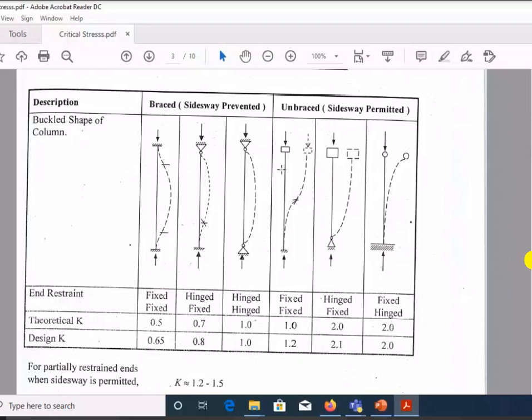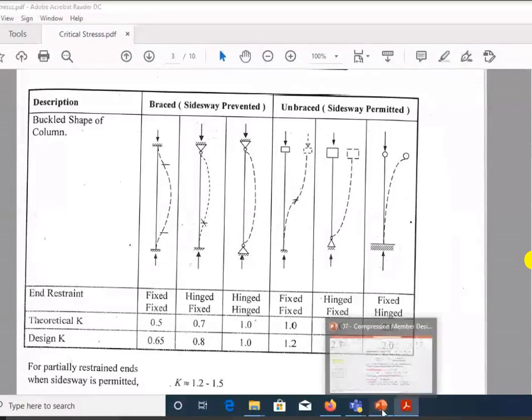But about the x-axis, side sway is allowed, so the effective length factor K value will be different. For one end fixed and one end hinged, the column will buckle along with side sway, or the lateral movement of any one of the supports. So the theoretical value of K is 2, but a design value of 2.1 may also be considered. It means that in this case we have different K values, effective length factors, about the y-axis and about the x-axis.